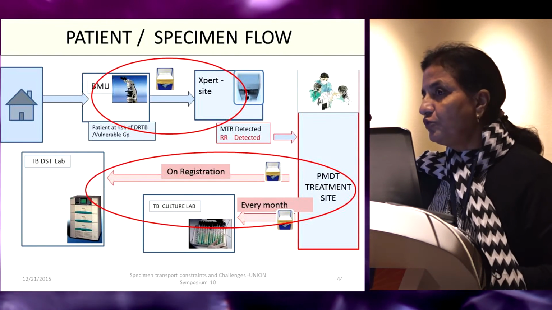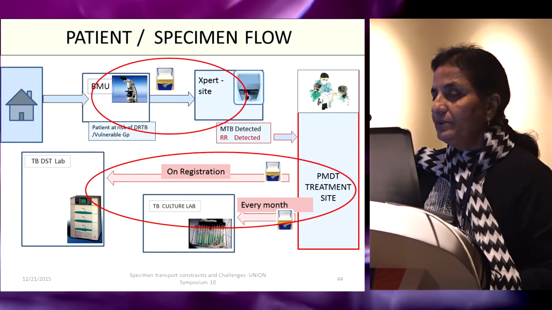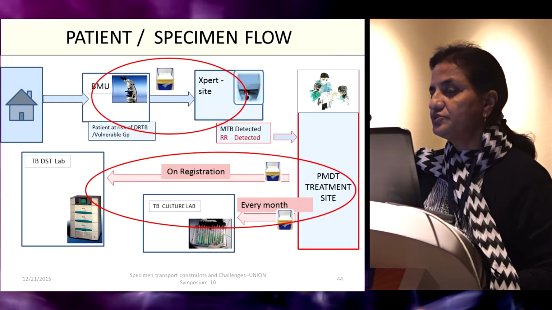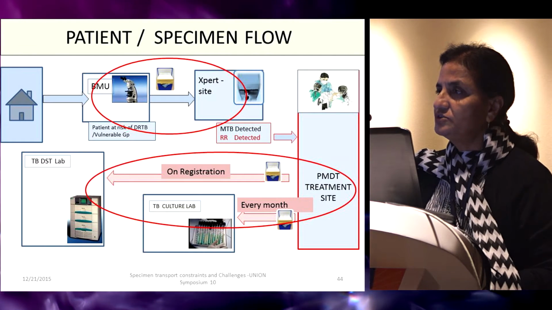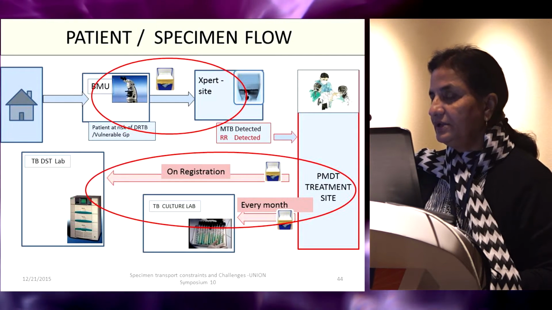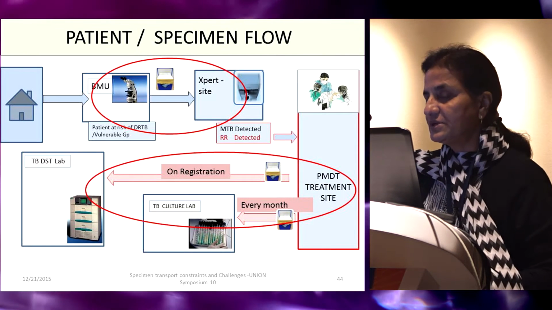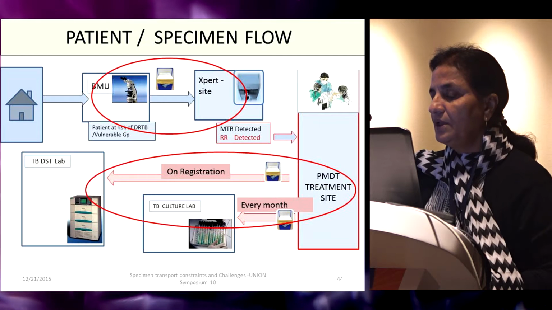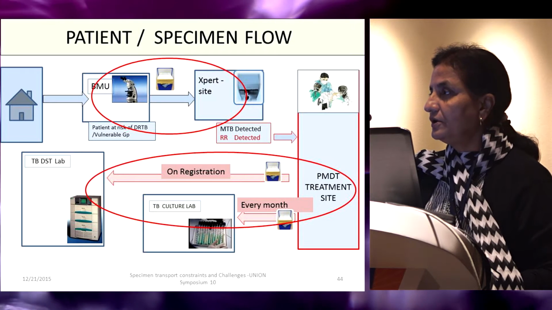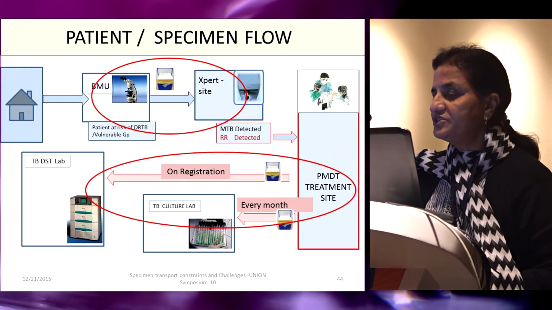So how do patients flow within the laboratory network? When a patient reaches the first basic management unit and is identified as at risk of MDR, or is otherwise eligible for Xpert testing, the specimen needs to be transported to the Xpert site. Either the patient goes himself or the specimen is transported, depending on the system established in that facility. If the patient is identified as rifampicin resistant, he is then referred to the site for programmatic management of drug-resistant TB.